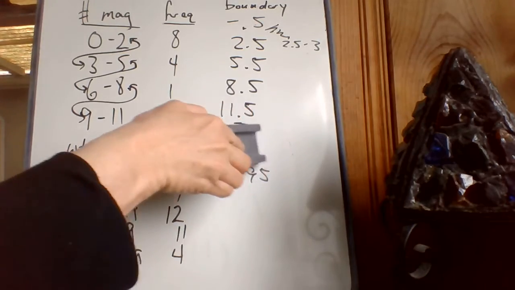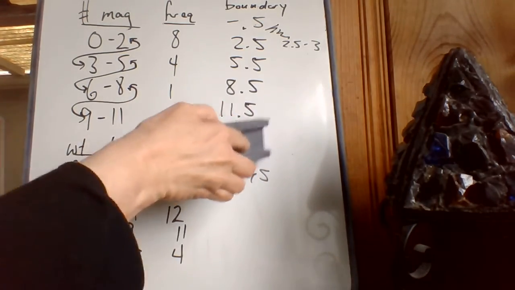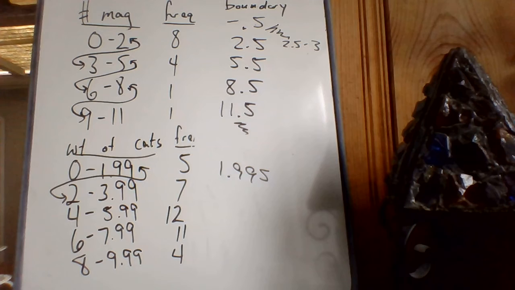It's not the same as the midpoints. That was 0.995. There wasn't one. I didn't say 1.995 for that. So, and I'm definitely never doing that calculation again.